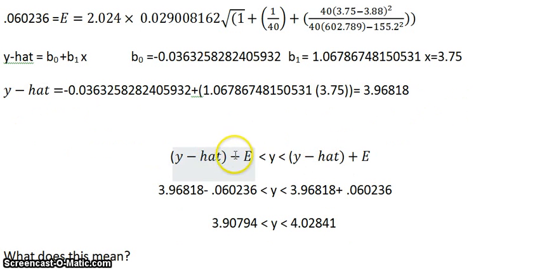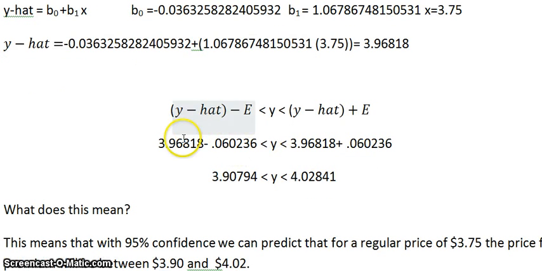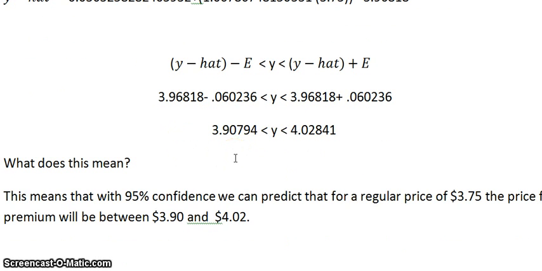After I found y hat, I added and subtracted the error from said y hat to find the prediction interval. This means that with 95% confidence, we can predict that the regular price of $3.75 corresponds to a price between $3.90 and $4.02.